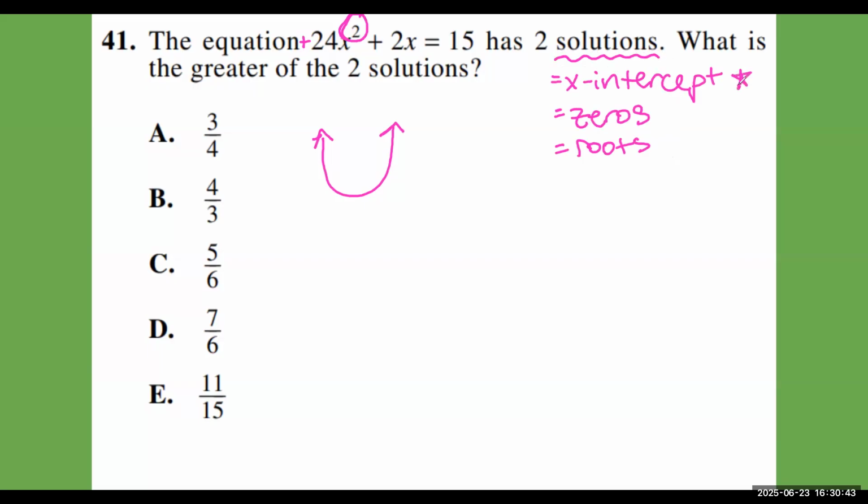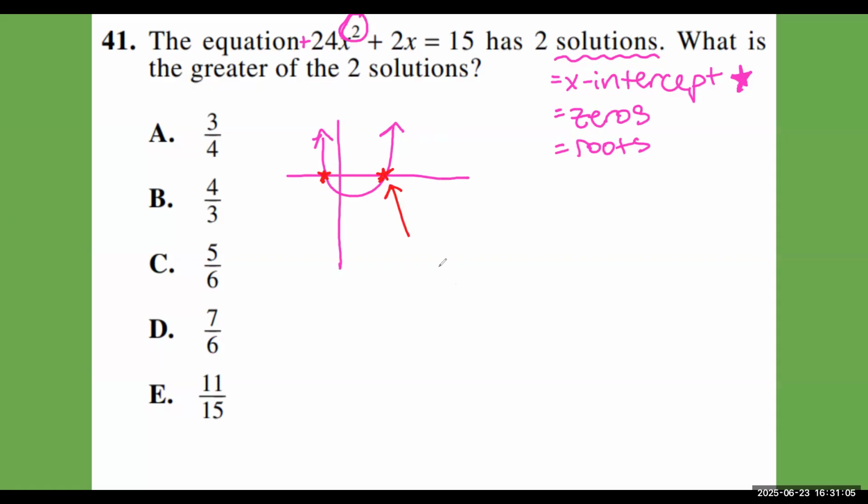The x-intercepts are going to be the most helpful to us. So this question says that it is going to cross the x-axis twice. So wherever my x-axis is, my graph is going to hit it 2 different times. And it's saying, what is the greater of the two solutions? So this is kind of the picture I want you to have in your head.